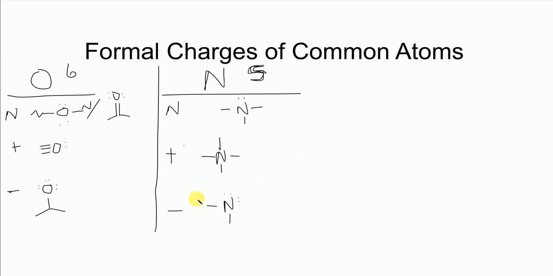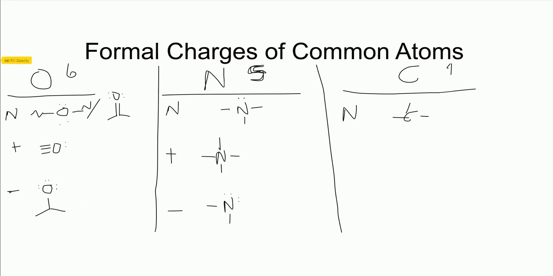Okay? So especially with nitrogen, I think people get confused because I haven't done a lot of nitrogen yet. So it's kind of tricky sometimes. And then last one, carbon, we all know. So for the neutral state, carbon has 4 valence electrons. It's 4 bonds. Okay. Carbon has 4 bonds.